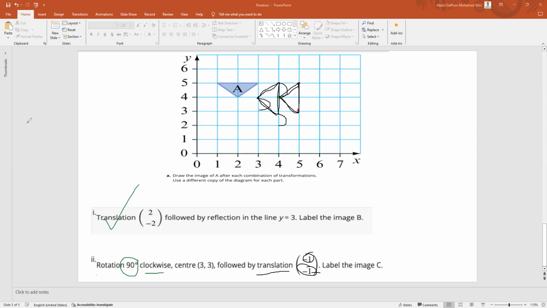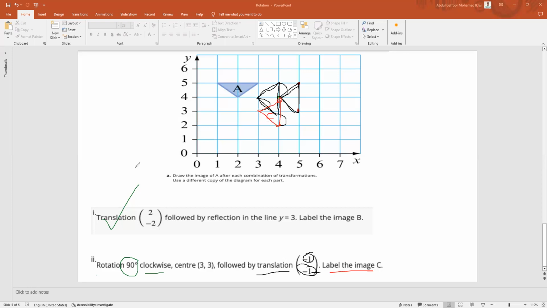Let me use a different color. Now this point and this point and this point, I have to join these 3 points. This is the image C. They are telling us to label the image. So after all the rotation and translation, the image C will appear. This is the image C.